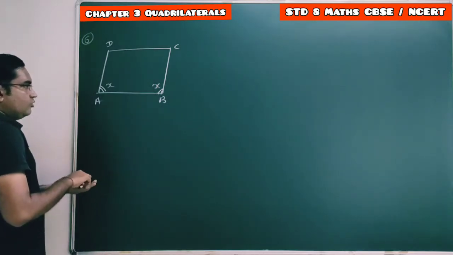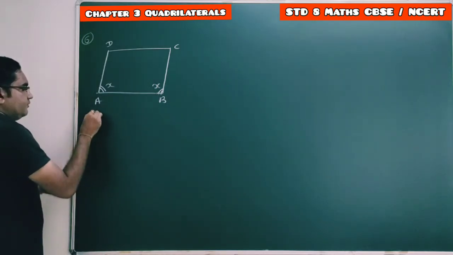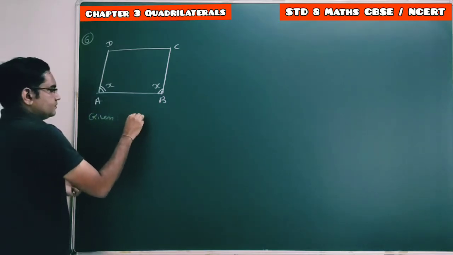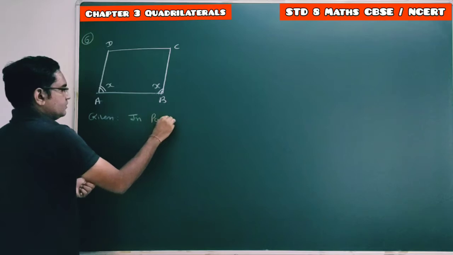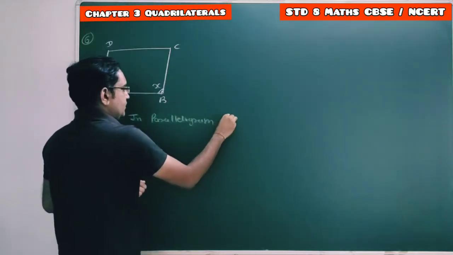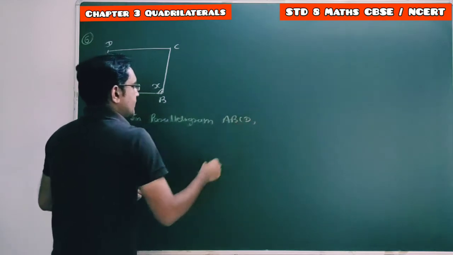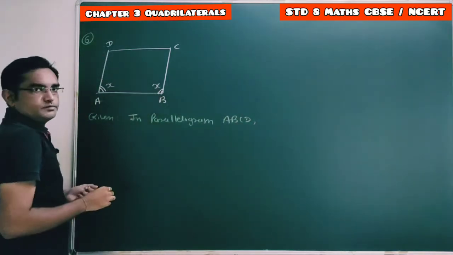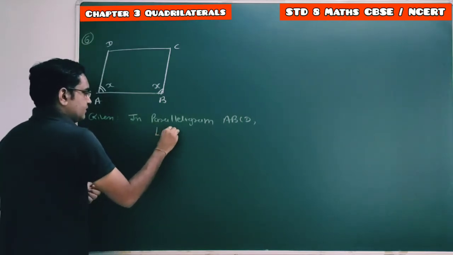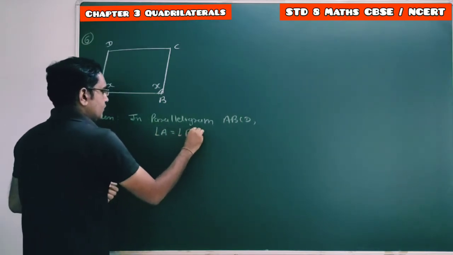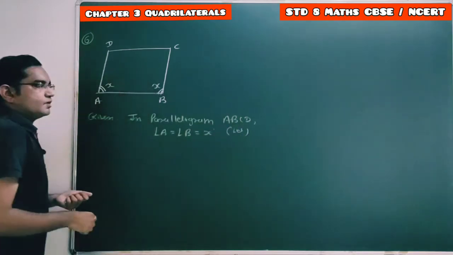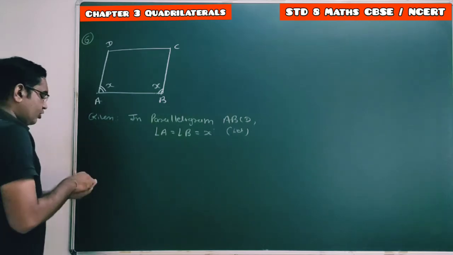So according to our condition, we are given that in parallelogram ABCD, two adjacent angles are equal. The measures of two adjacent angles are equal, and let's say that equal measure is x degrees. Now what is the property of adjacent angles?